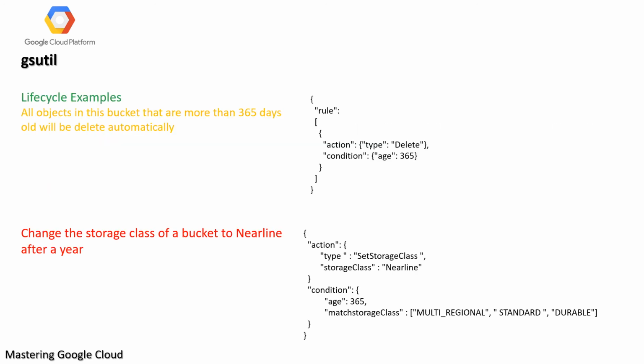Here I have given two gsutil lifecycle examples. These are JSON files that will be used for setting up the lifecycle command. The first one is to delete all the objects that are more than 365 days old. And the second one is to set the storage class of the bucket to nearline after 365 days.